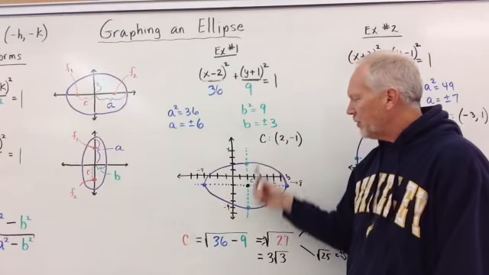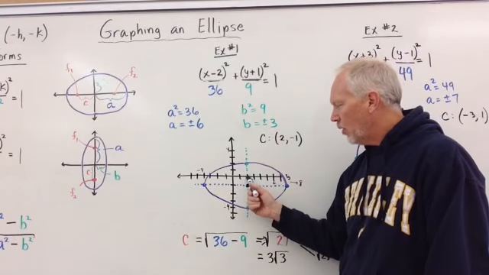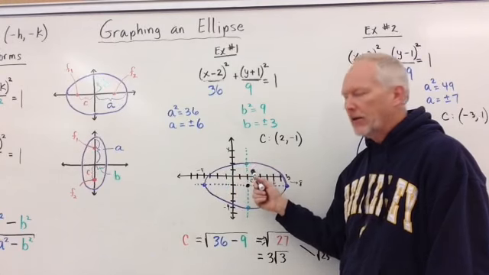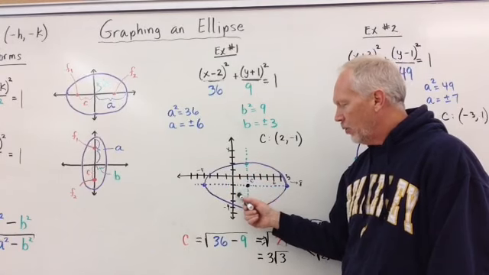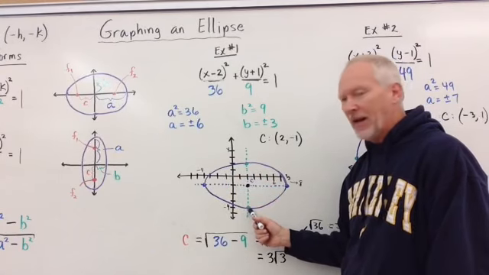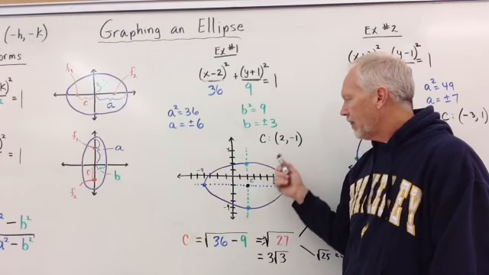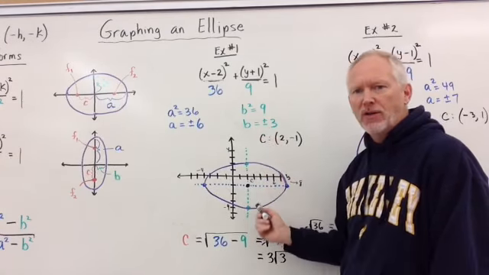So b was 3, so I'm going to go up 3 units. 1, 2, 3. So I'll end up at positive 2, right? And I go 3 down. 1, 2, 3. So we end up at negative 4. Negative 1, and minus 3 more is negative 4.